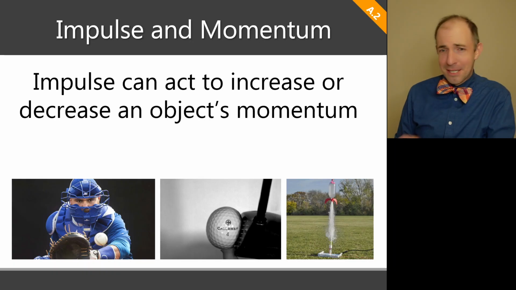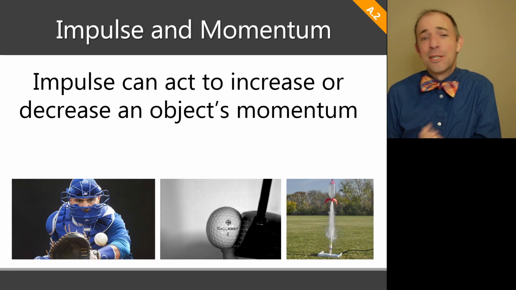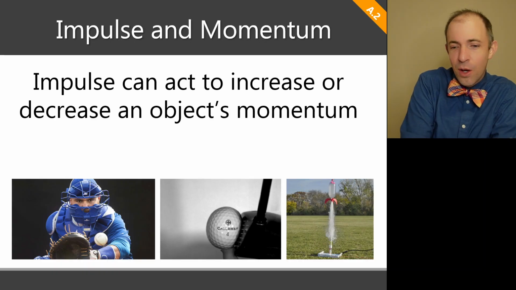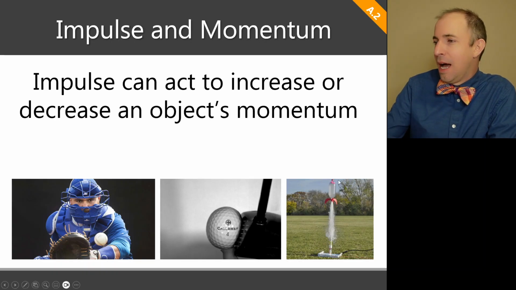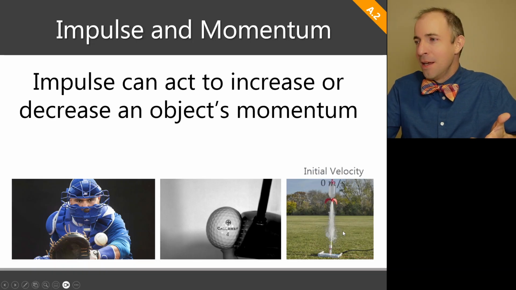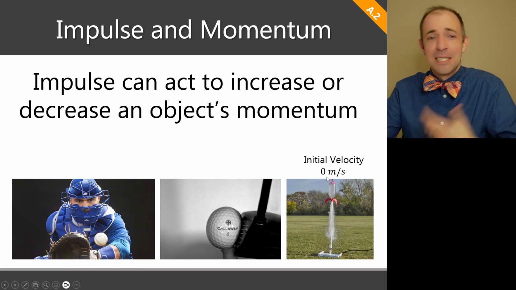Now, impulse and momentum are going to be interrelated with everything we look at today. Impulse can act to either increase or decrease an object's momentum. So here we have a rocket that's going to have a force applied for a certain amount of time. The initial velocity there is 0, and then it speeds up.